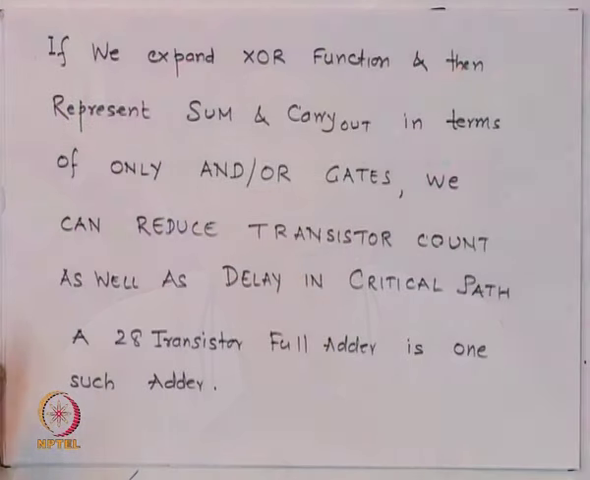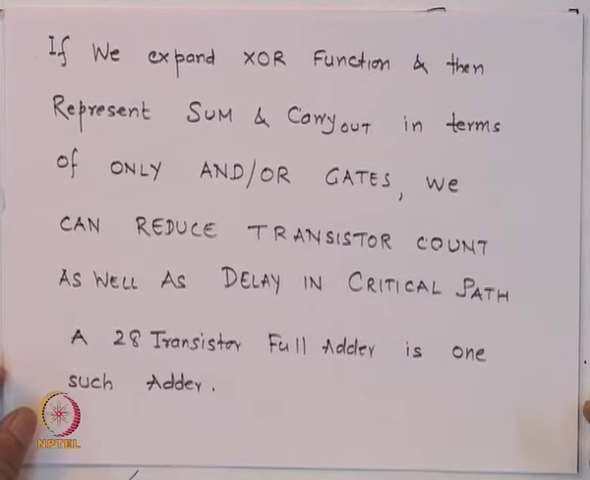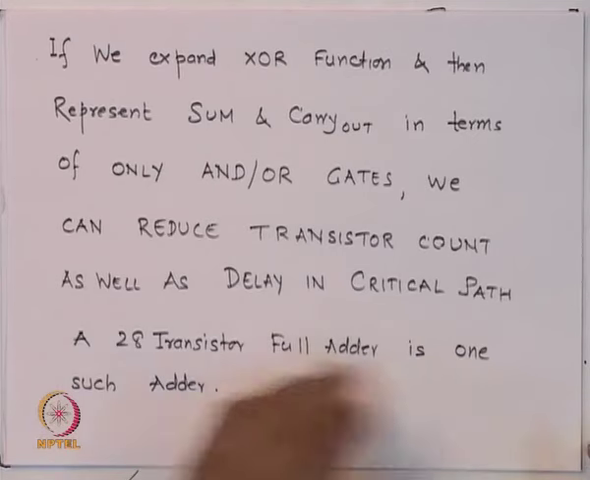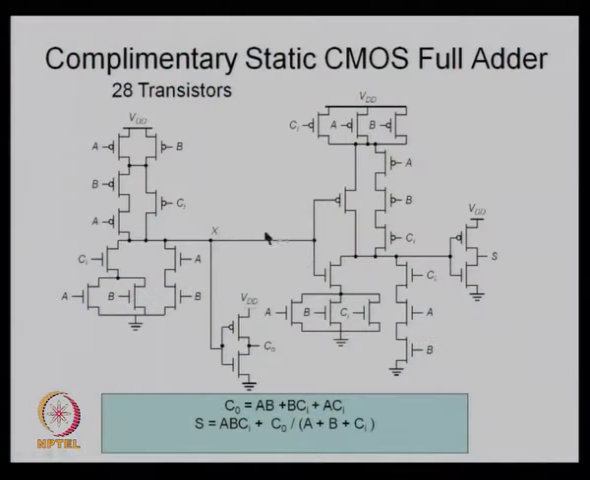However, as I showed you earlier, if we expand the XOR function and represent the sum and carry terms in terms of AND/OR gates, one can reduce the transistor count, and it can also speed up the circuit. The circuit which I showed you last has 28 transistors, as you can see from here. Please remember there is no XOR function here. We are just representing a sum of product terms or OR terms in this kind of complex logic representation. In min term or max term methods, we can create sum and carry using only 28 transistors.